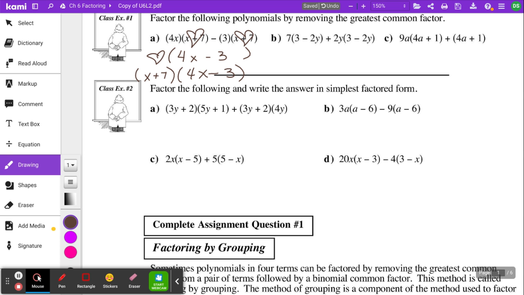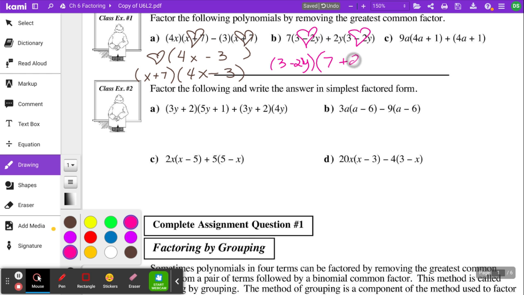Anybody saying, what incarnation did we just do? Okay, let's do part B. What's common in part B? What do you see repeated? It's twice. Yes? 3 minus 2y. So this is like your heart. It's like your blob. This is your smiley face. It's repeated twice. The same heart is multiplied by 7 and 2y.